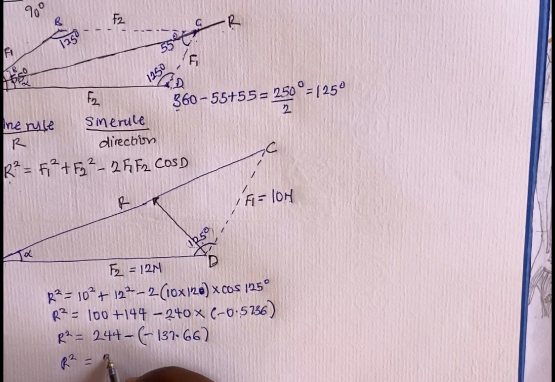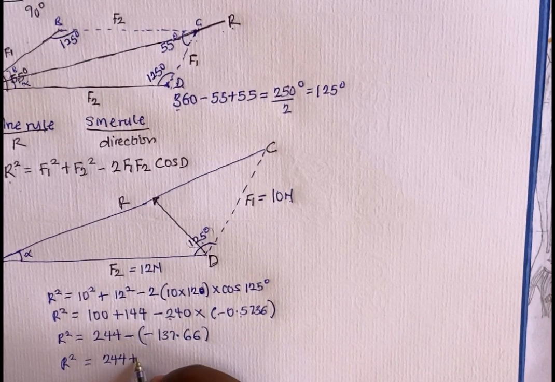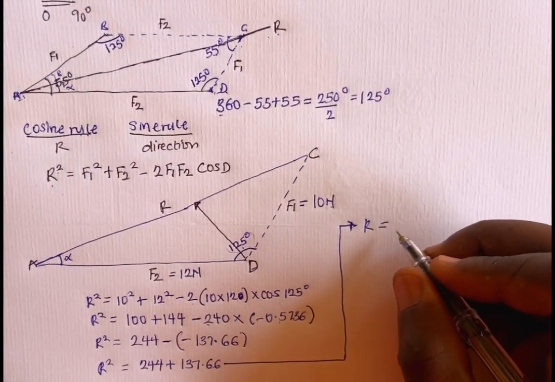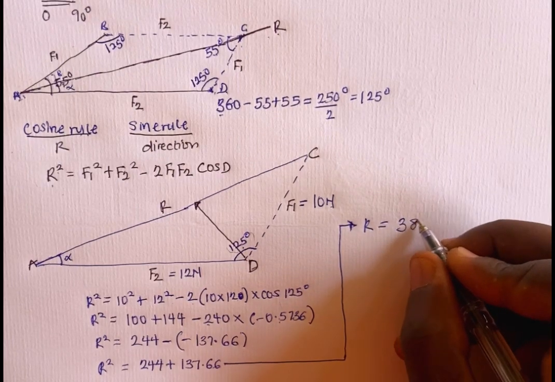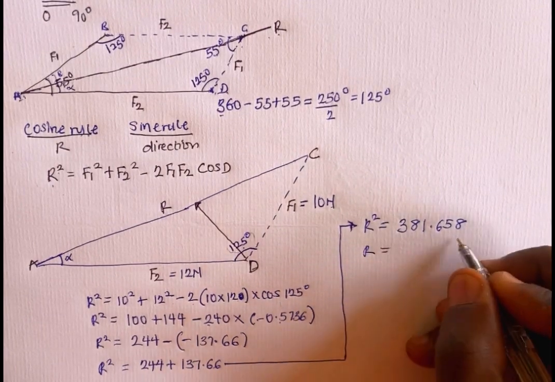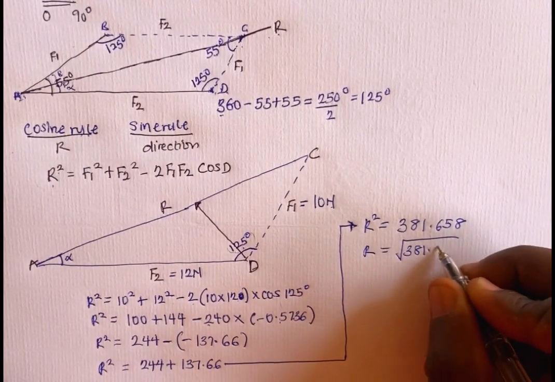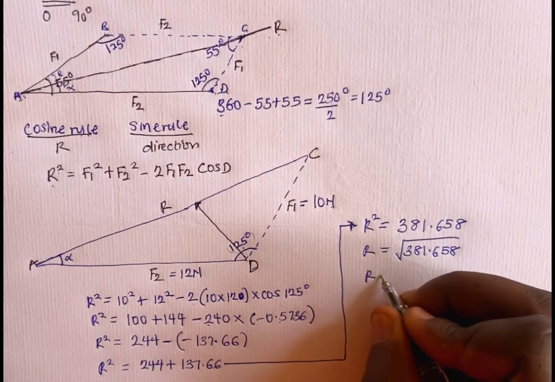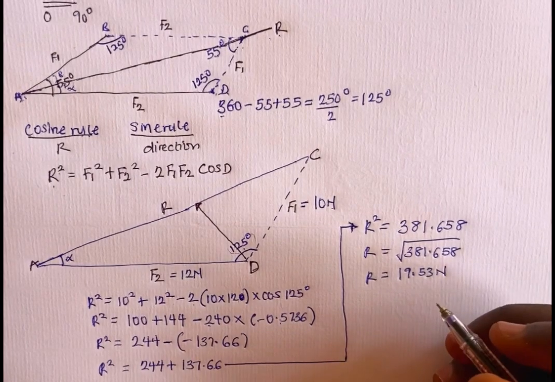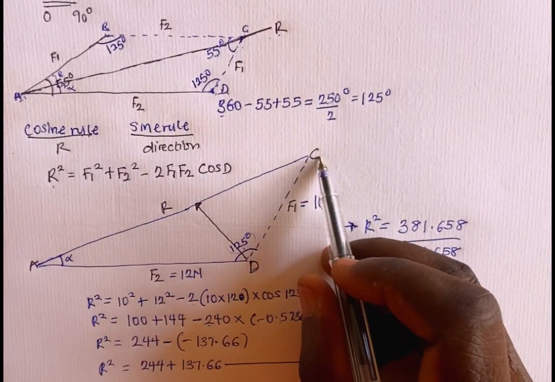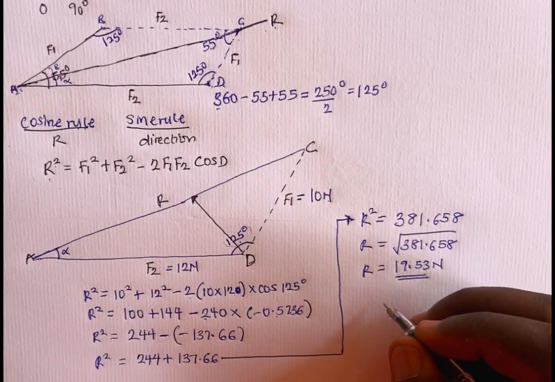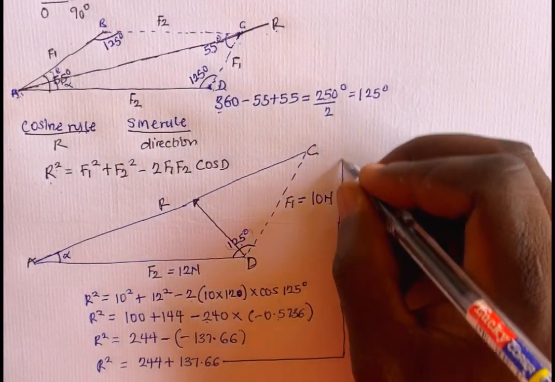So here I'm going to have R squared equals 244 plus 137.66. That should give me 381.658, which is my R squared. Then my R equals root of 381.658, right? Then my R equals 19.53 Newton. It shows that the resultant force here is actually 19.53 Newton.